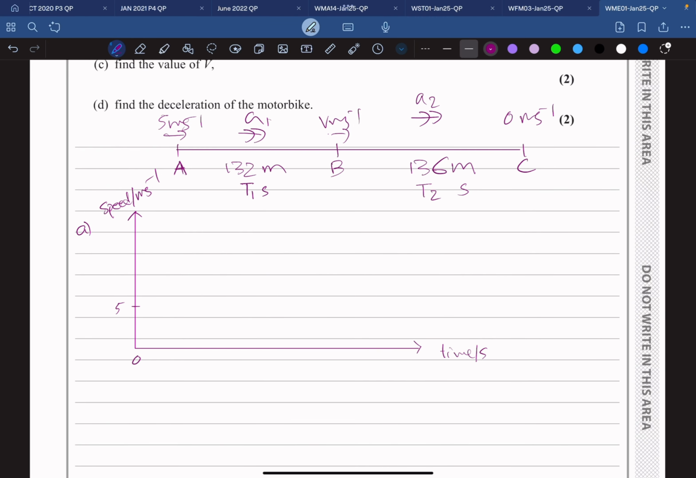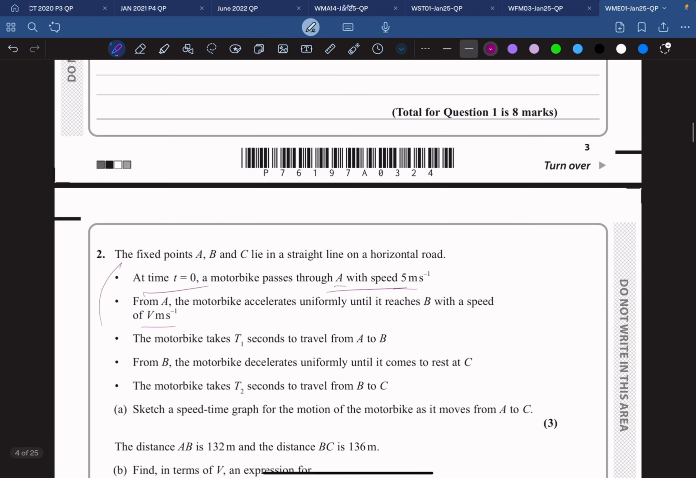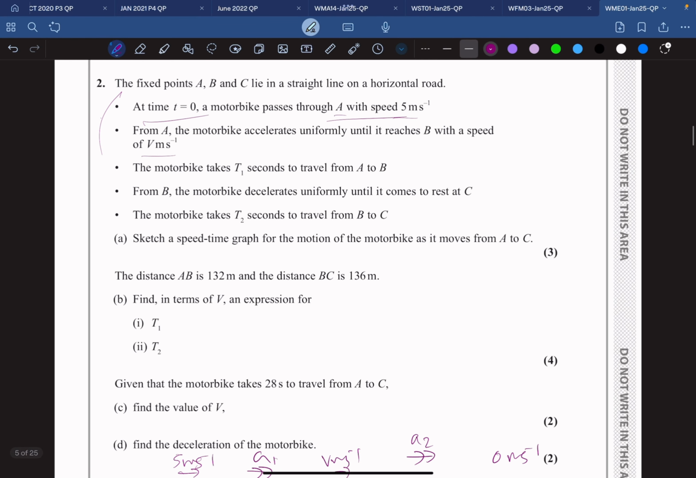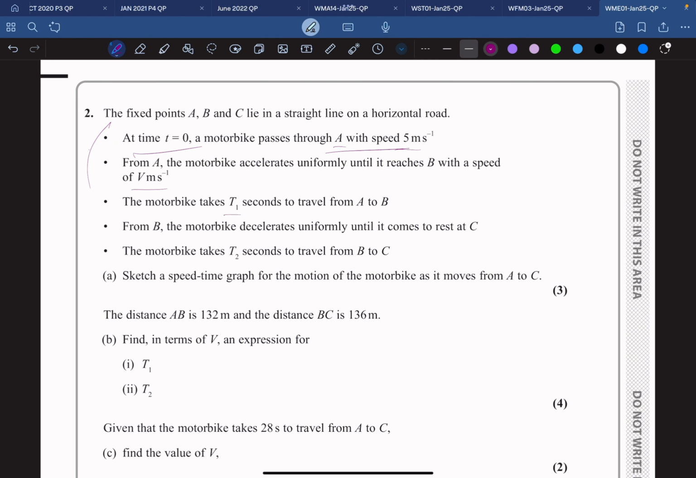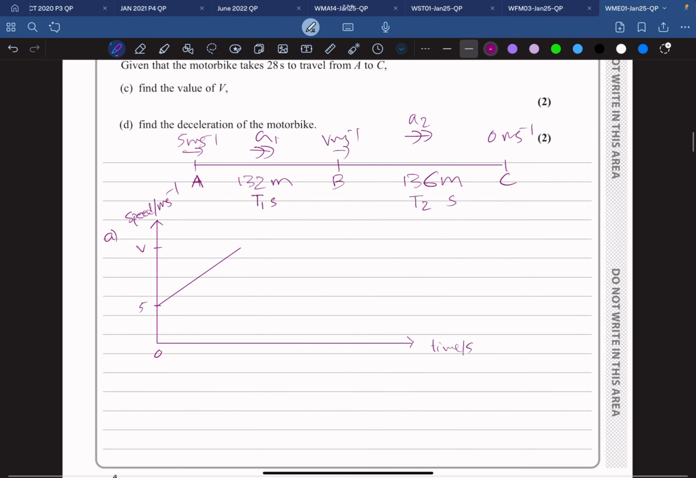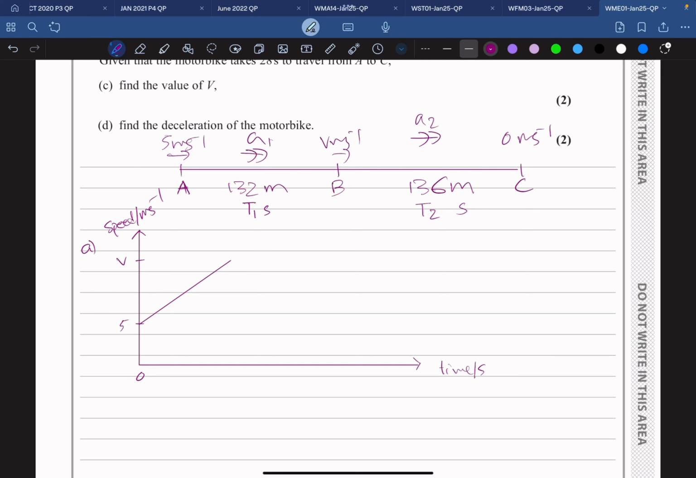Here we accelerate until we reach V meters per second. V is like, let's say here. What do we do next? Then we decelerate. Okay, let's just double check if we have missed anything. Takes T1 A to B and then decelerates. Okay, we haven't missed anything. Then we just decelerate to 0. Okay, that's just it.